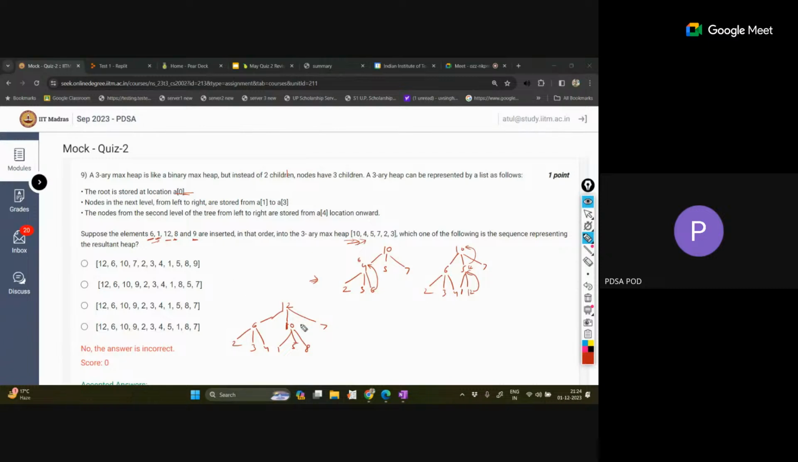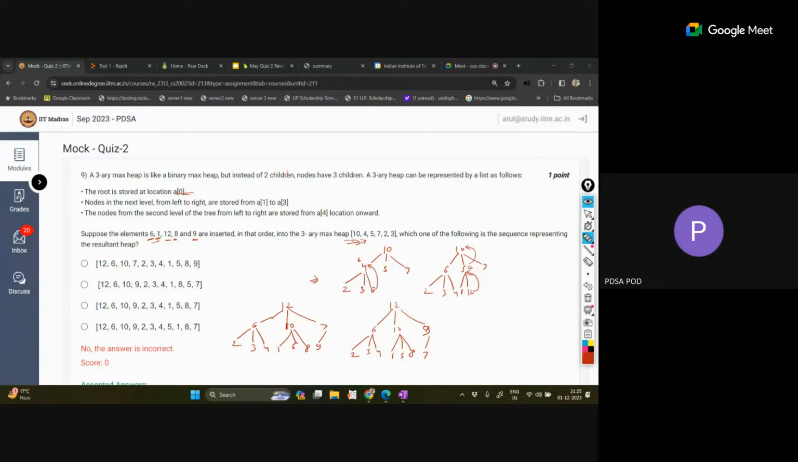Now next we will add this 9. So 9 will become the first child of the 7. Now this is not following the rule, so 9 and 7 will swap. In the final case you will get 6, 10, 9, 2, 3 and 4. Then 1, 5, 8, and this will become 7.